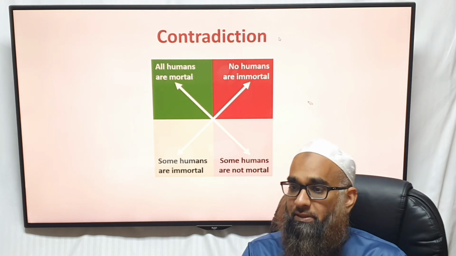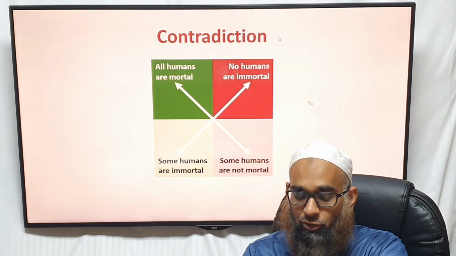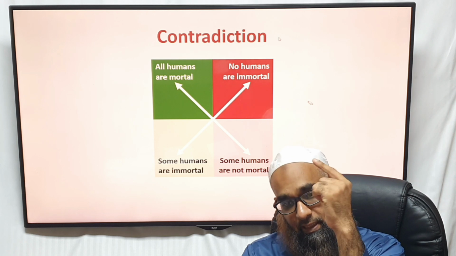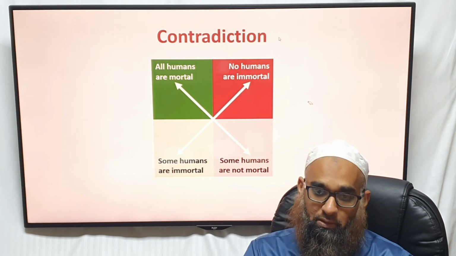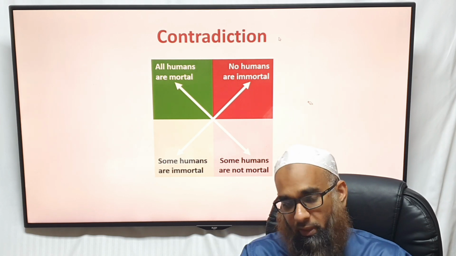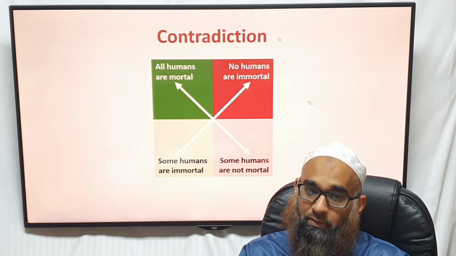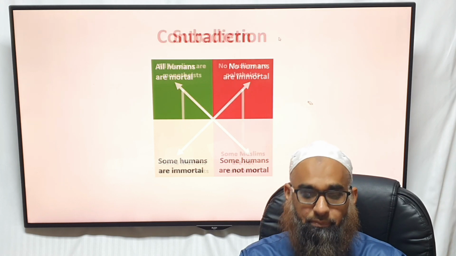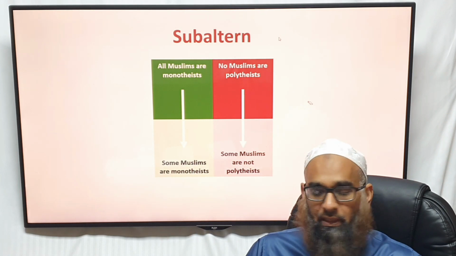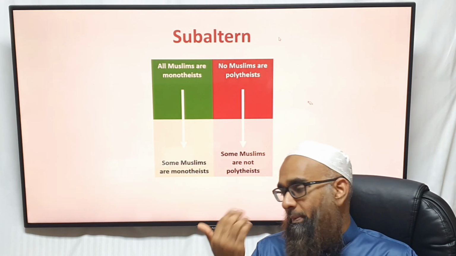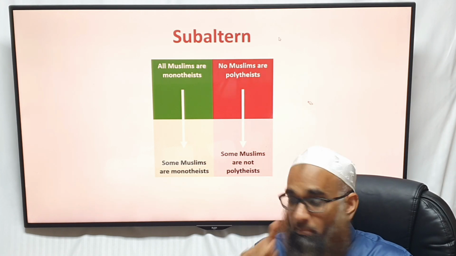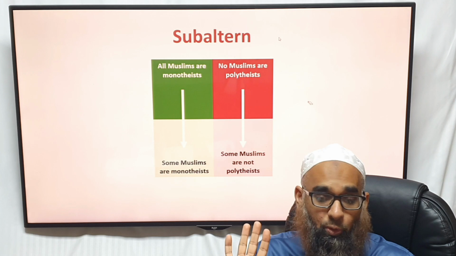In contradiction, what happens? You have the X. The A and the O contradict, and the E and the I contradict. Meaning what? One is true and one is false. Once that link exists between two of them, if one is true, the other is false. Are you following? Yeah. And a subaltern is that if the top one is true, then the knowledge flows downwards. If all Muslims are monotheists, automatically some Muslims are monotheists. This 'some' here means some are. It does not mean some are not. It just means some are for sure.